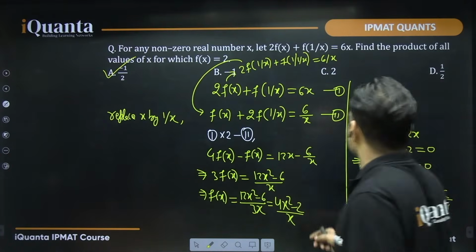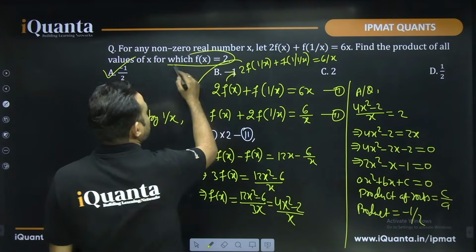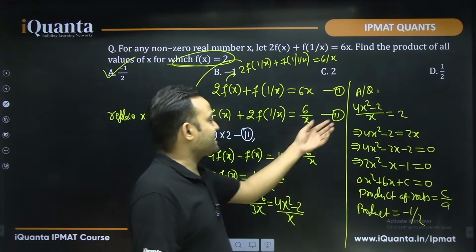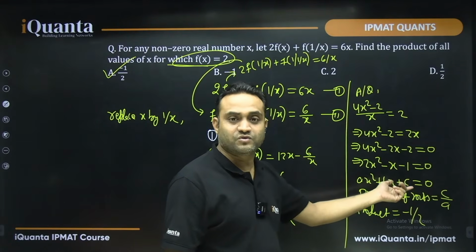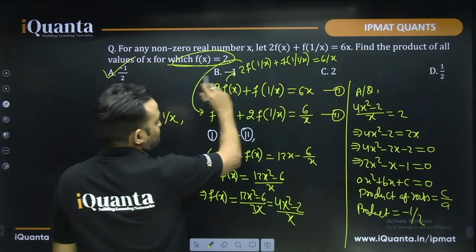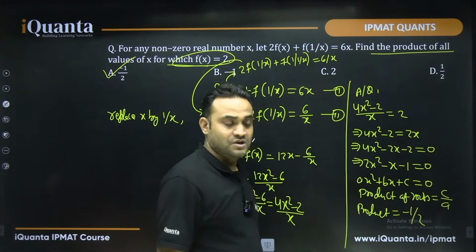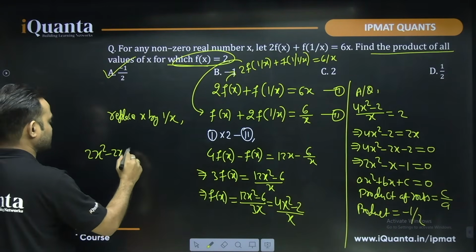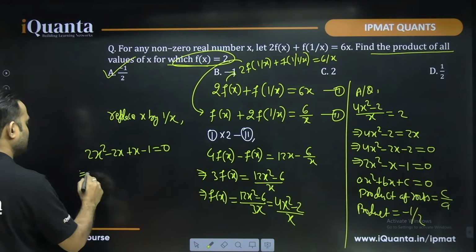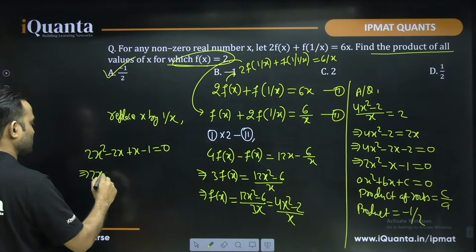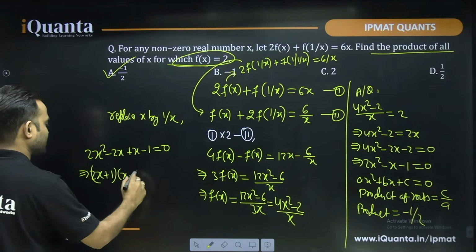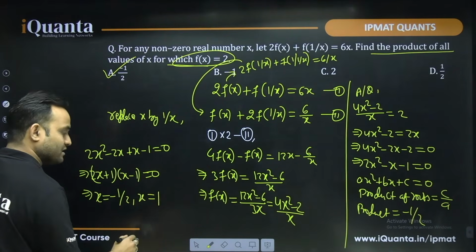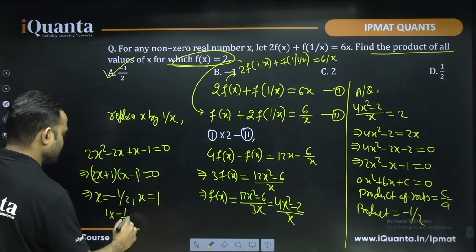The question says for which values of x, f(x) is equal to 2. What is f(x)? f(x) is 4x square minus 2 by x. So we have taken this equal to 2. After that we are solving the equation. The question is finding the product of all the values. You can find the roots here. If you find the roots, 2x square minus 2x plus x minus 1 is equal to 0. 2x common, so (2x plus 1)(x minus 1) is equal to 0. So x is equal to minus 1 by 2 or x is equal to 1, and the product is 1 into minus 1 by 2, which is minus 1 by 2.